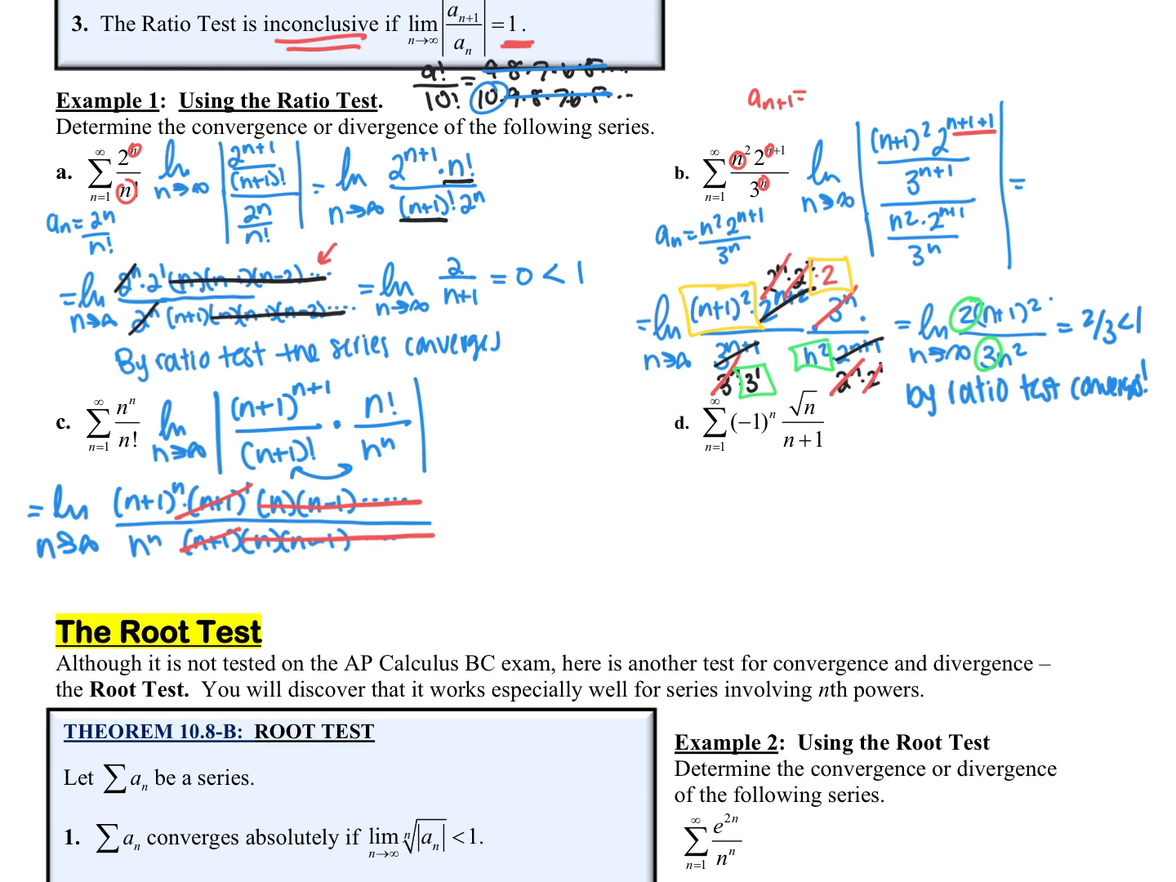And so then what we'll be left with is the limit as n approaches infinity of n plus 1 to the n over n to the n. And I'm actually going to write this as n plus 1 over n, all to the nth power. So I'm just raising it all to the nth power.